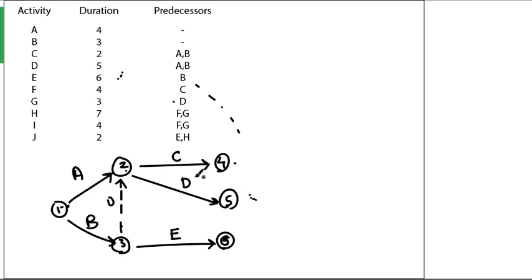Okay, so D comes from A and B, E comes from B. F comes from C, so F is coming from C. G comes from D, and F and G are meeting. So the predecessors, whatever the alphabets are there, they are meeting. So here F and G are meeting, and H comes from F and G, right?